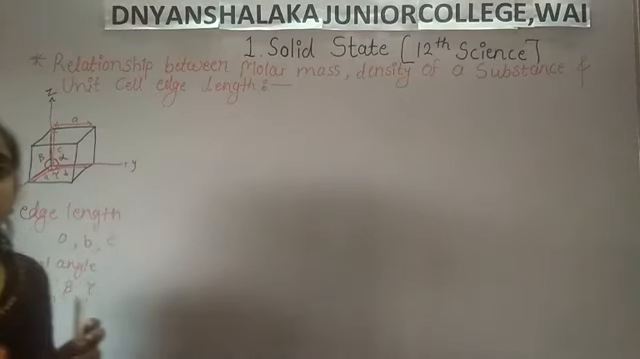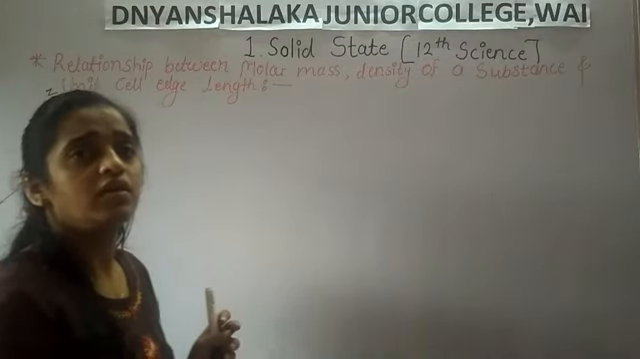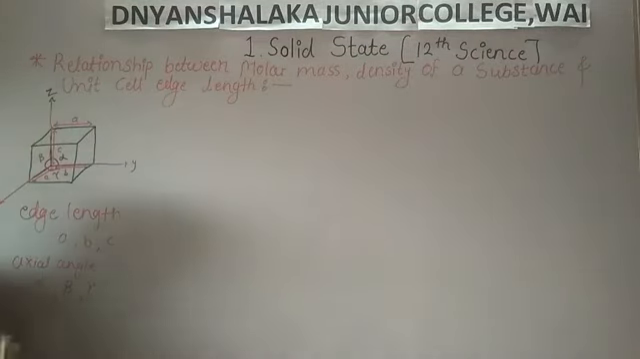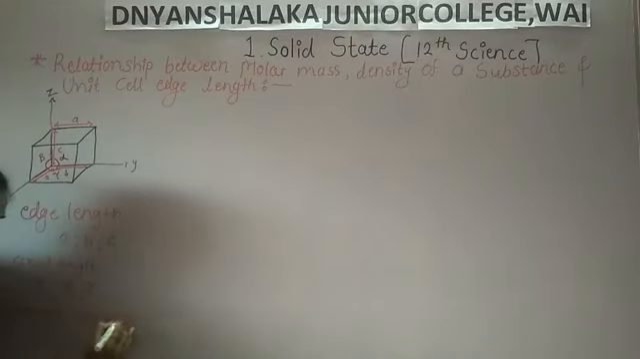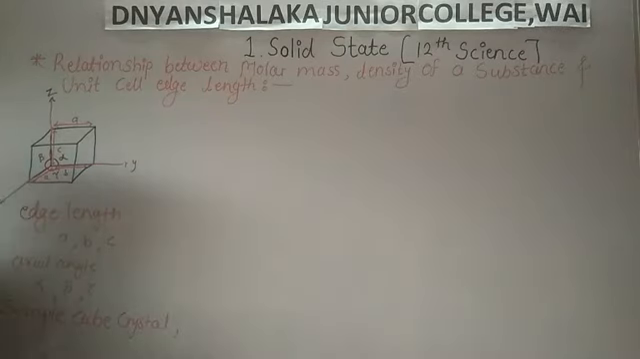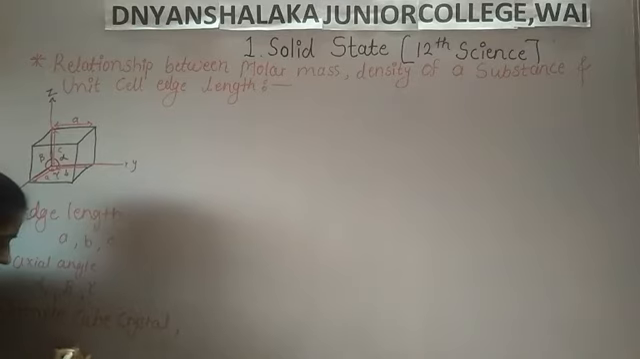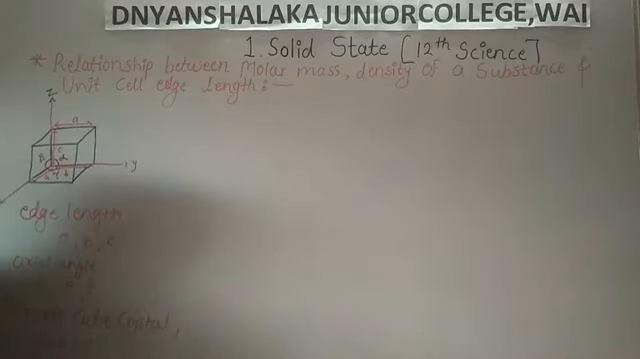So we consider a simple cubic structure. The condition for a simple cubic crystal structure is that a is equal to b is equal to c, and the angles alpha, beta and gamma are all equal to 90 degrees.